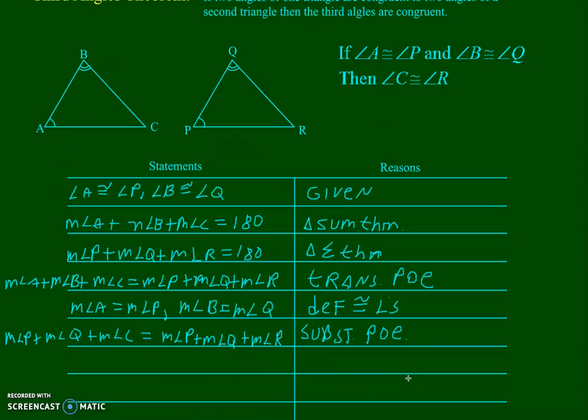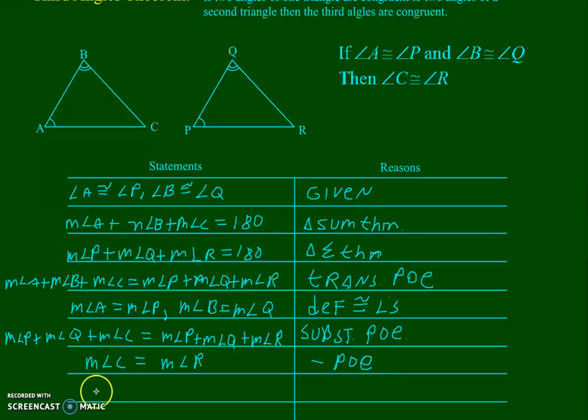And now we have a P on the left and a P on the right, a Q on the left and a Q on the right. Those will cancel each other out. So what we have left is the measure of angle C equals the measure of angle R. That's subtraction property of equality.